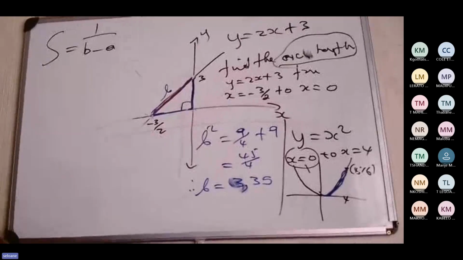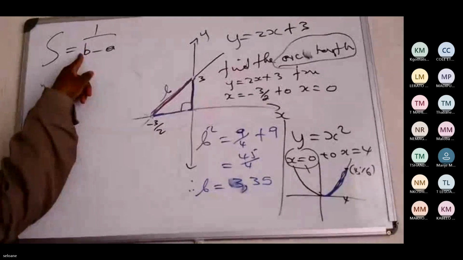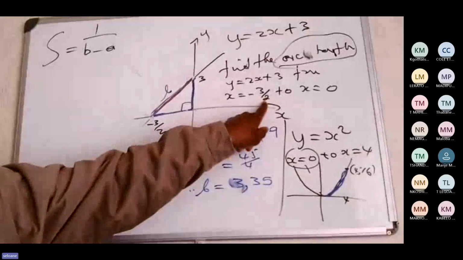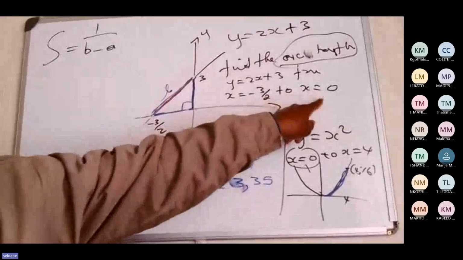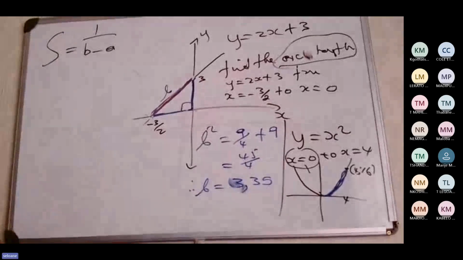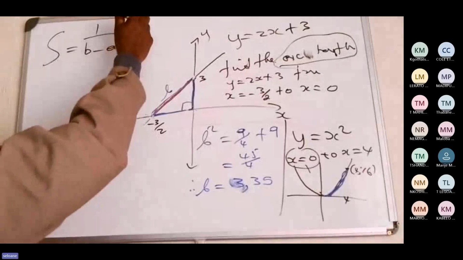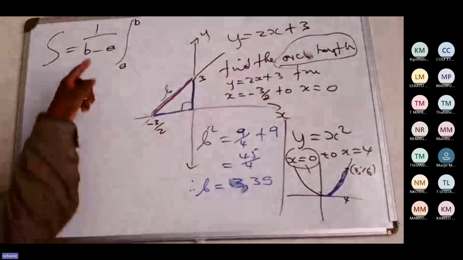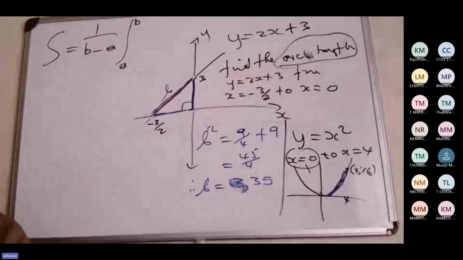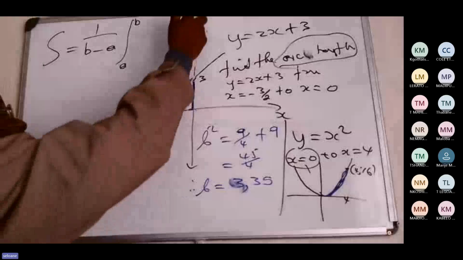That function, or that arc, will be from A up to B. And now A here is minus 3 over 2, and at x equal to 0, meaning B is 0. So it will now be integrate again from A to B, and these are x. This is x, this is x, this is x, this is x. Then obviously the variable of integration will be dx.